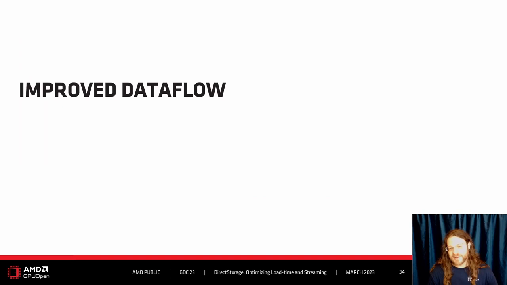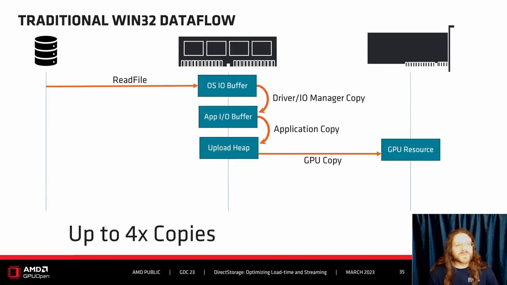So, in what other ways does DirectStorage improve data flow? Well, let's first go over what traditional Win32 data flow looks like. First, the application reads a file or requests to read a file. The data goes into an OS I/O buffer. The driver or I/O manager copies that into the application I/O buffer, and then the application copies it into an upload heap, and that is followed by a GPU copy into the GPU resource, and this is up to 4 copies.